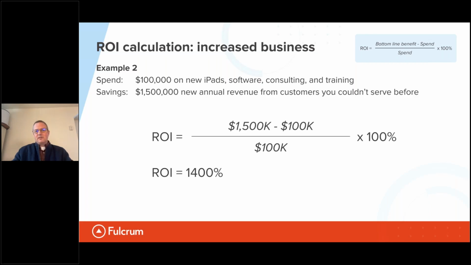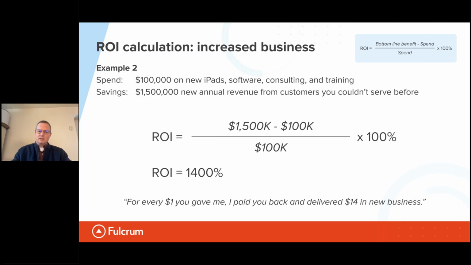Again, the way that you can think of this, because you are talking about increasing business rather than cost savings, is you can say, for every dollar you gave me, I paid you back and delivered $14 in new business, right? That dollar value, in my mind, is a really easy way of thinking about the impact of the money that people are spending. And that's really what they want to understand. If they're doing an ROI calculation, they want to understand the impact of the money that they're spending. So for every dollar you gave me, I gave you $14 in new business.